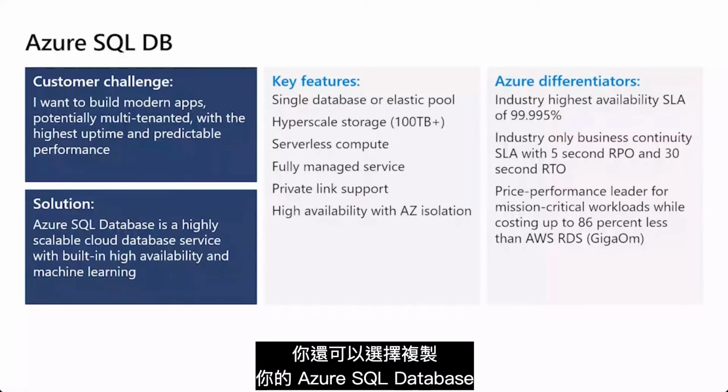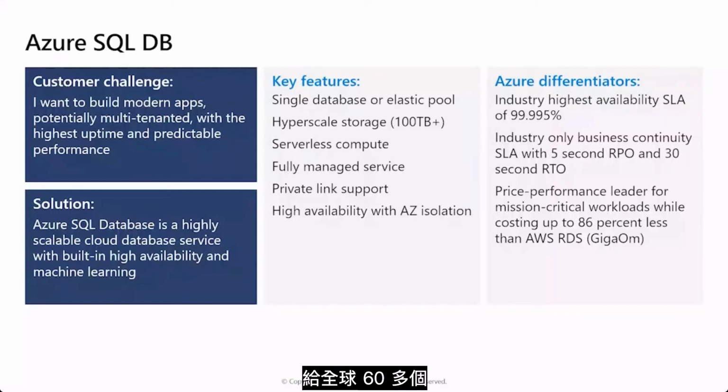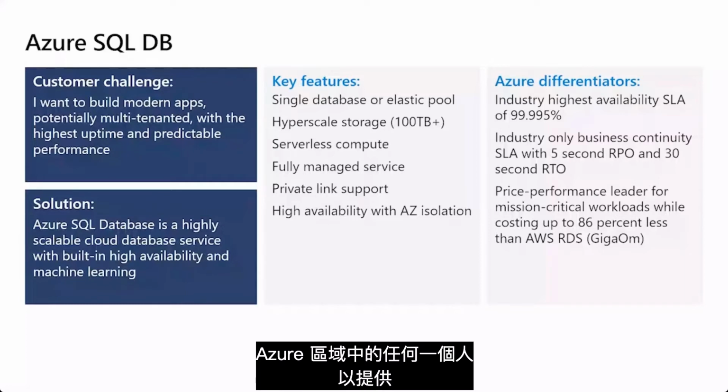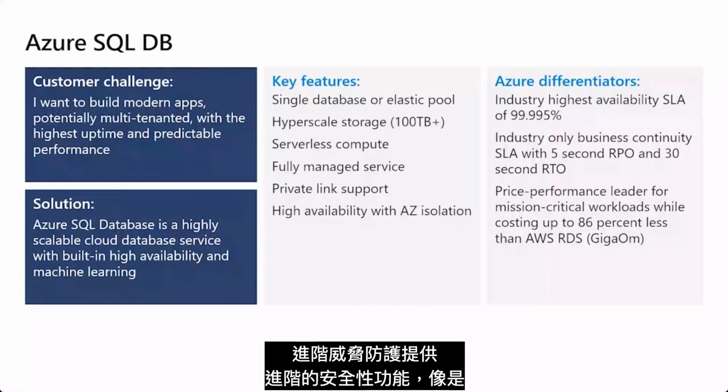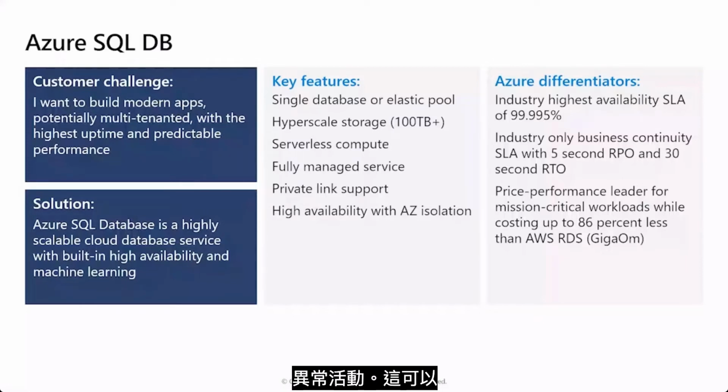You can also choose to replicate your Azure SQL databases to any one of the 60 plus global Azure regions across the world to provide that additional assurance and disaster recovery. Azure SQL Database also comes with advanced threat protection. So advanced threat protection provides advanced security capabilities like vulnerability assessments to help detect and remediate potential security problems with your databases. It also can be used to detect anomaly activities.